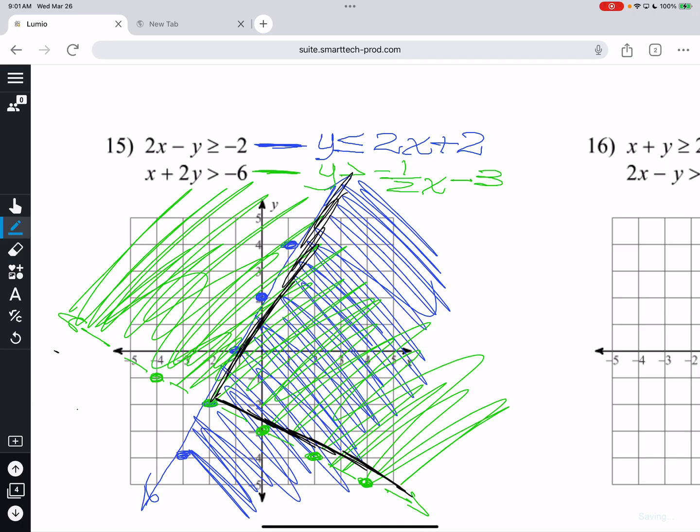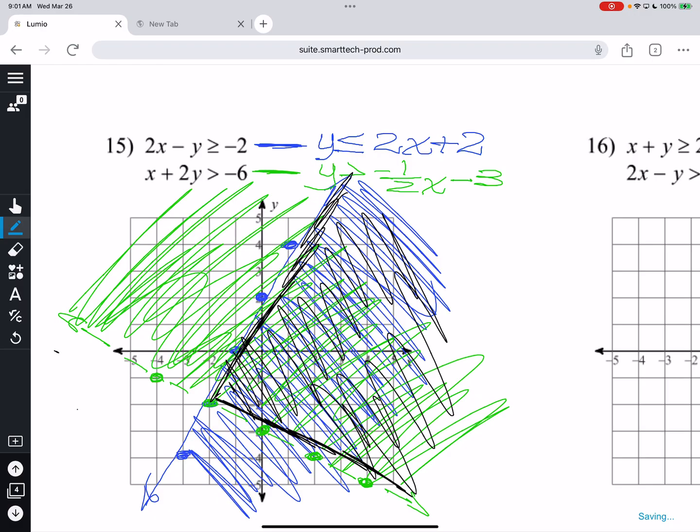Did you get yours to look like this? Mm-hmm. And then the shading is only this part. The part to the left that's green is not included, and the bottom part that is blue is not included. Are you good with this? All right. I do have a question.